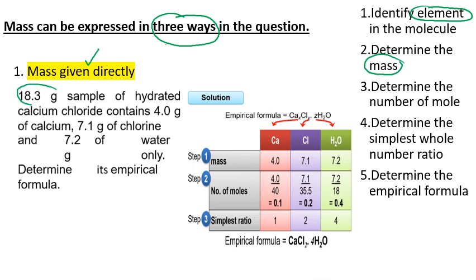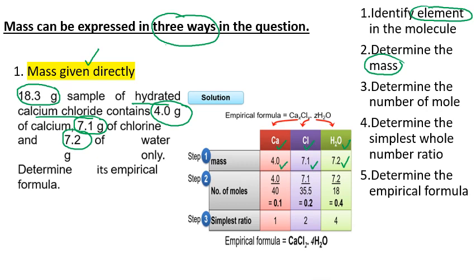We have an 18.3 gram sample of hydrated calcium chloride, which contains 4 grams of calcium, 7.1 grams of chlorine, and 7.2 grams of water. So from here, we know that the elements that can be found in this sample are calcium, chlorine, and water. Okay, so we settle step 1. Step 2, determine the mass. From the question it is already very obvious: the mass of calcium is 4, chlorine 7.1, and water is 7.2.